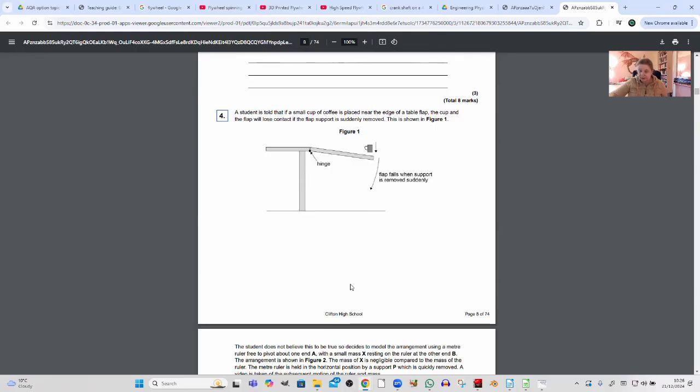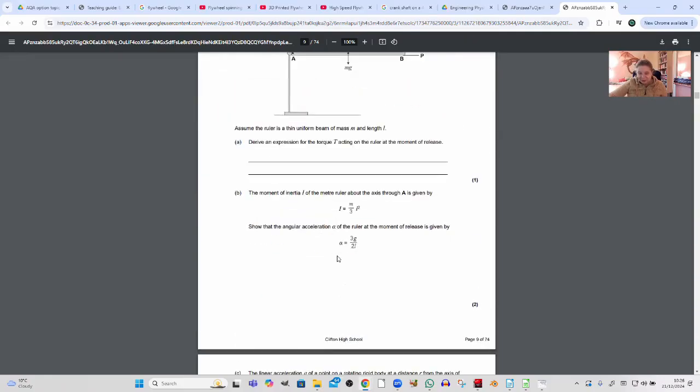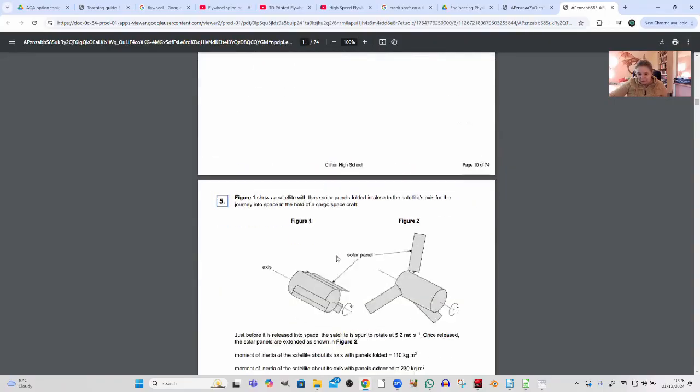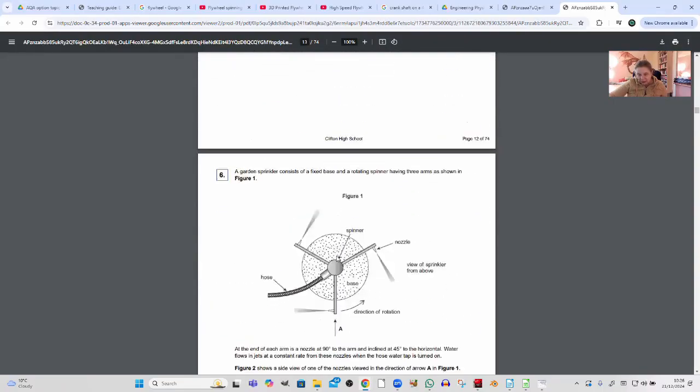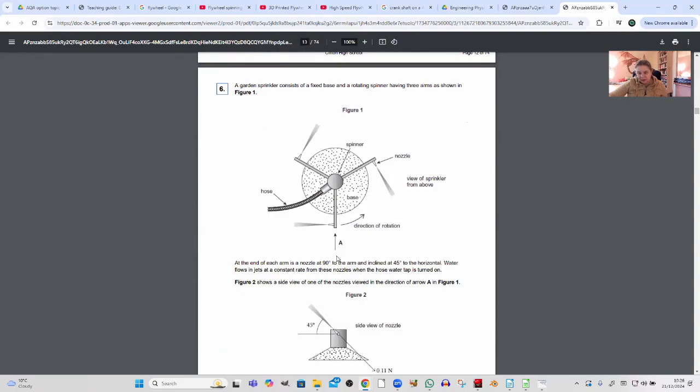Okay, there is a drop leaf table. And when the leaf falls, oh look, the coffee cup spills, and so on. There are diagrams. Oh, that's that same question. There is a spinner for a garden sprinkler.